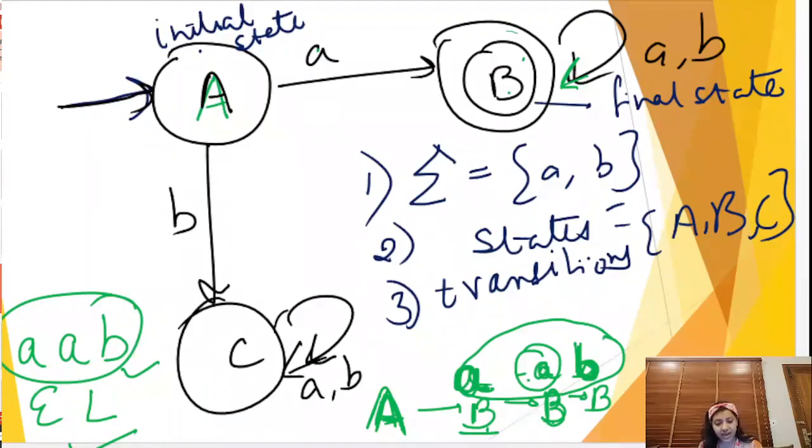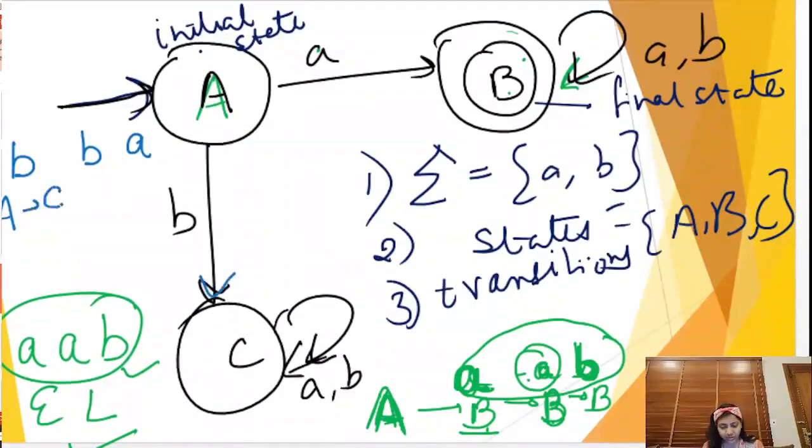Let's take another example. Let's take another string as b, b, a. Okay, now let's run for this string. So initially I'm on state A. On state A, on receiving symbol b, we end up in state C. So on receiving symbol b, we reach state C. I am on state C. The next symbol that I received is b. Then we remain in C only.